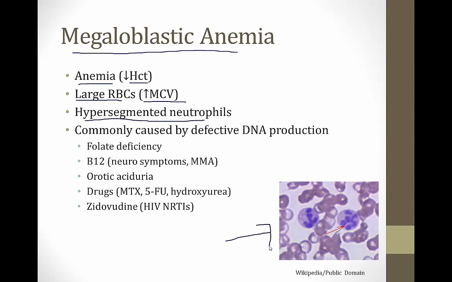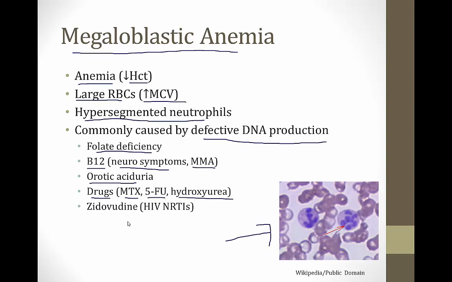And you should know that megaloblastic anemias are commonly caused by defective DNA production. So you can see them in folate deficiency, you can see them in B12 deficiency along with neurosymptoms and high levels of MMA. You can see them in orotic aciduria, where you have dysfunction of the synthesis of pyrimidines. You can see them secondary to drugs that inhibit thymidine synthesis, drugs like methotrexate and 5-FU and hydroxyurea.